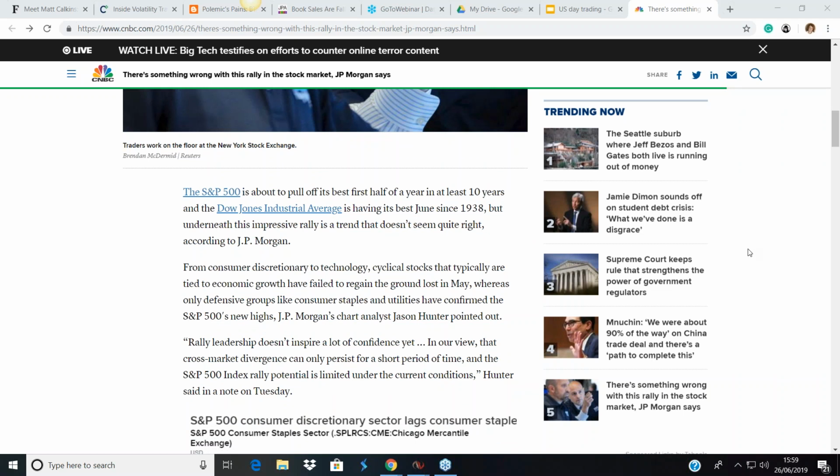I know we've got the G20 at the weekend, and Lord knows what's going to come out of that, whether China and the US can come to an agreement. What I also want to say is quite interesting, what I said about words and what's written in headlines. He says we were about 90% of the way on China, but there is still a path to complete this.